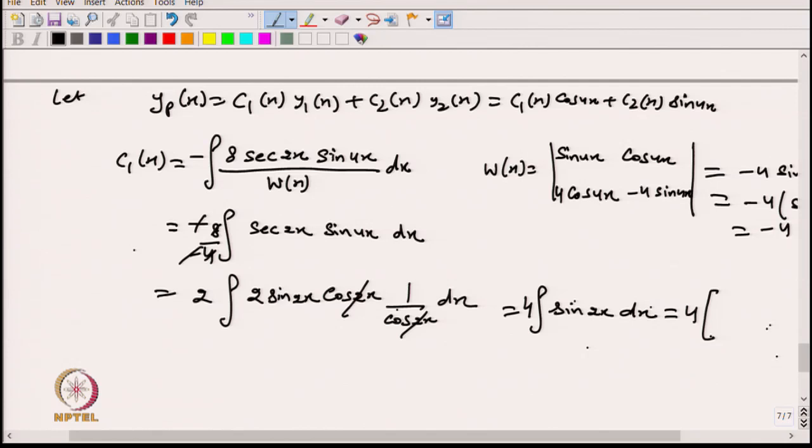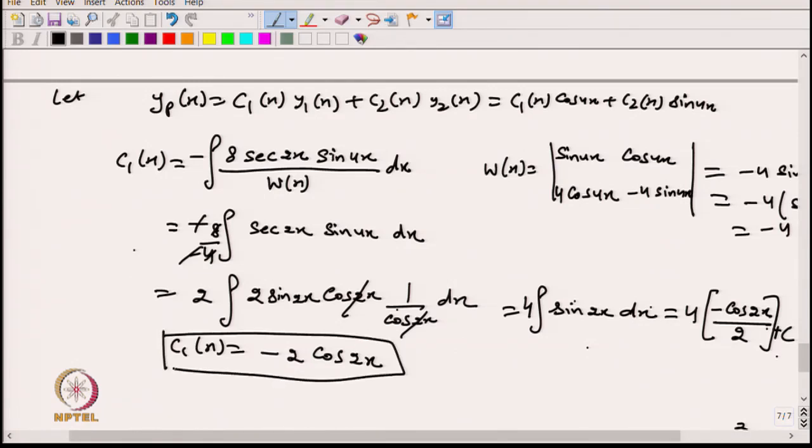The integration of sin is minus cos 2x by 2, plus a constant of integration. Because in this case we are looking for only one solution, this constant I will take 0. So, from here my c1(x) will be minus 2 cos 2x. So, this will be my c1.